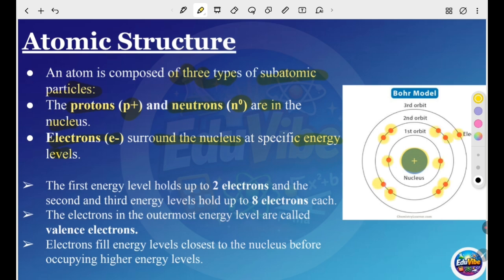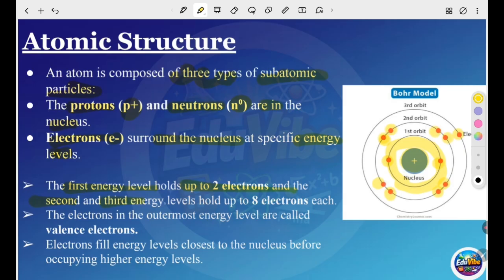We have an infinite number of energy levels, or we can say orbits. For that particular element we have 3 orbits, and the orange ones, which I highlighted, are the electrons that move on that energy level or orbit. Next, the first energy level holds up to 2 electrons. In the first orbit, we have only 2 electrons, as the first orbit can hold only two electrons.